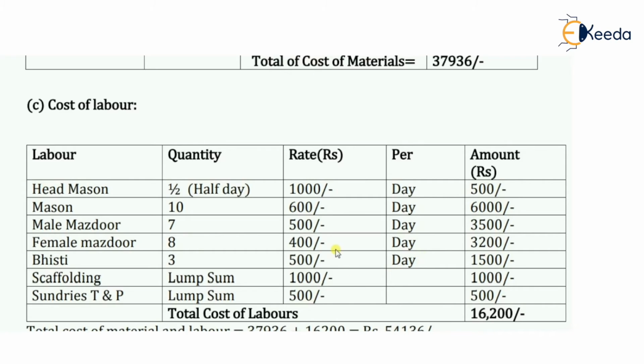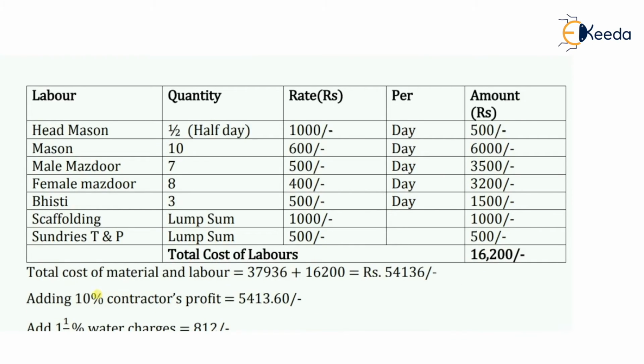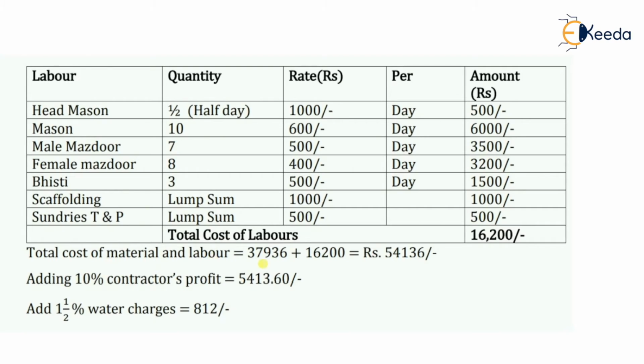Now after the calculation of all the amounts required for various labors, let's add all this, that is the total cost of labors. So after the addition of all these values, we will get 16,200 rupees as the total cost of labors. So we have calculated the cost of labors as well as the cost of materials. Let's add them together to get the total cost of material as well as labors. So the total cost of labor plus material will be 37,936, that is the cost of material, plus the cost of labor, 16,200, which comes as 54,136 rupees.